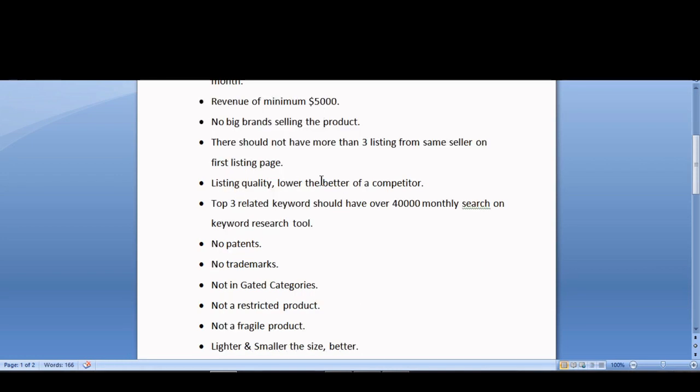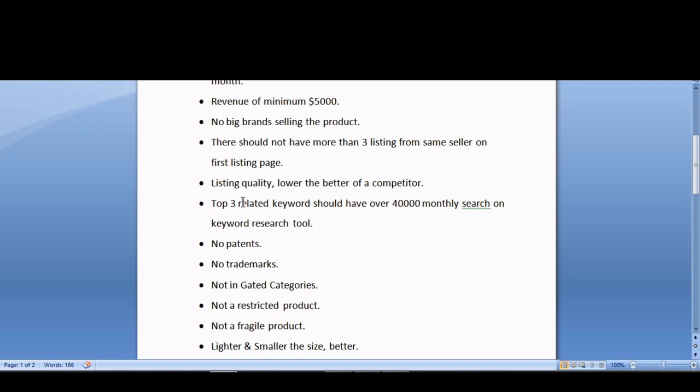Next, listing quality. The lower the better for a competitor. When you find a product on Amazon.com and you search it on the Jungle Scout Chrome extension, if you find the listing quality tab and scroll down, you will see a rating like 3.5 to 5. If the listing quality is higher, then there won't be much room for improvement on a product. So the lower the listing quality, the better.